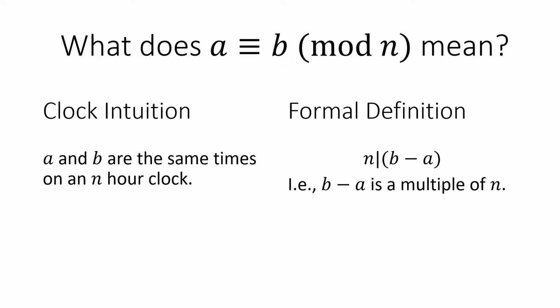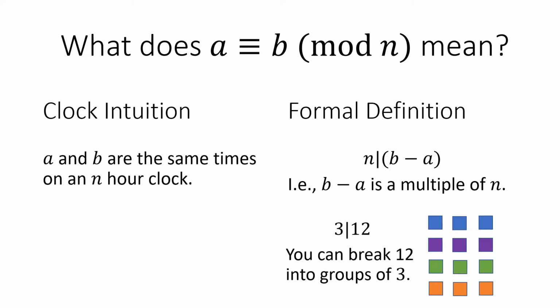But in a discrete math class or a number theory class, they'll give you a formal definition. They'll tell you that A and B are equivalent mod n if n divides b minus a. And divides just means goes into evenly. So for example, 3 divides 12 because 3 goes into 12 exactly 4 times. You can break 12 up into exactly 4 groups of 3. But 3 does not divide 16, for example. You don't get an integer when you divide 16 by 3.